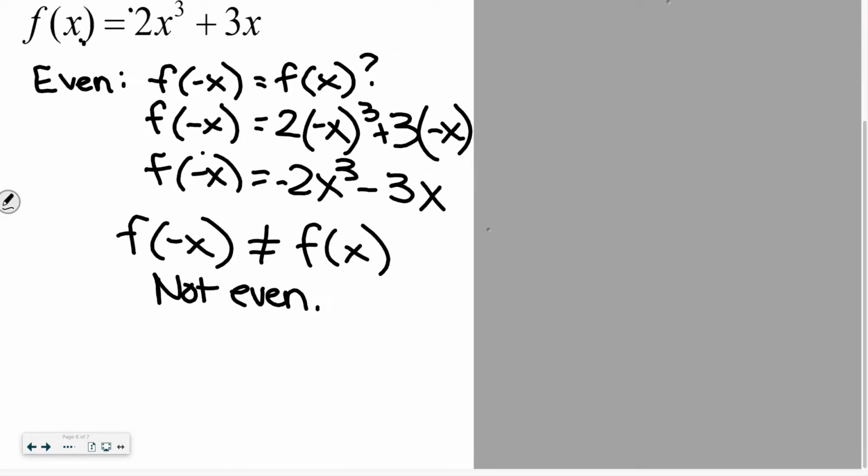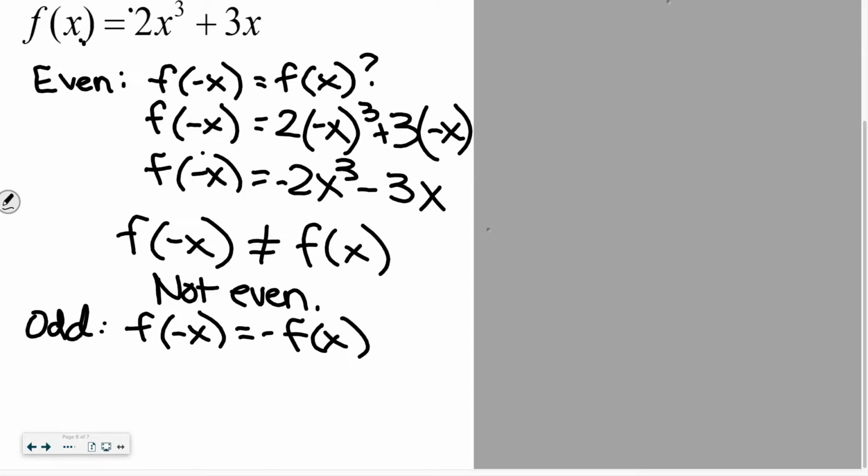I want to check if it's odd. For an odd function, I want to test: does f of negative x equal negative f of x? Now, the nice thing is if you've done even, you already have f of negative x. So now we just need to find negative f of x. When you're saying negative f of x, remember f of x is just a fancy way to write y. So it's just saying negative y.